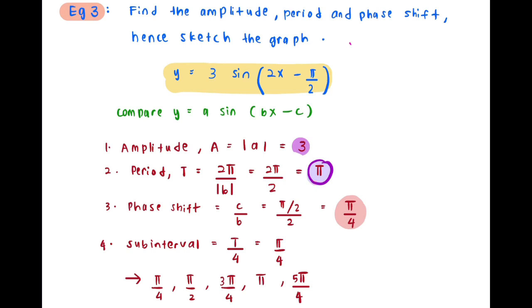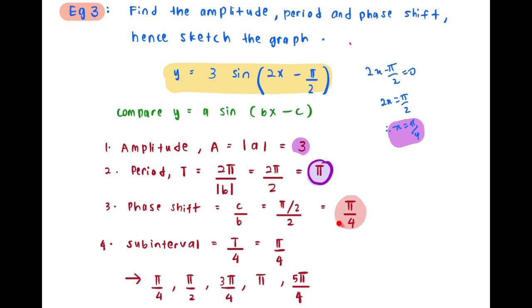So now let's look at our phase shift. The formula is C over B. It is as if you're solving this bracket here. So let us solve this. 2x minus pi over 2 is equal to 0. 2x is equal to pi over 2. Therefore, your x is equal to pi over 4. Since we got x equal to pi over 4, we realize that our phase shift is pi over 4.